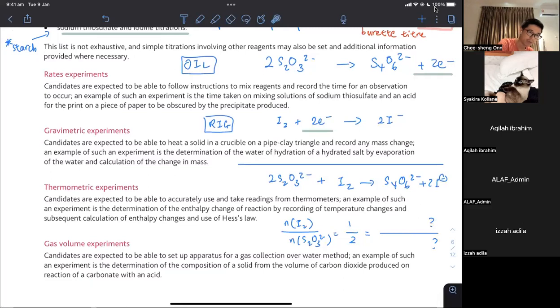Okay. Now this is going to be very important. So I'm going to jump the story a little bit because look at this. This is thiosulfate. This is called thiosulfate.